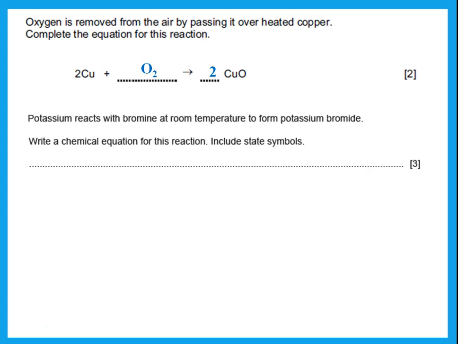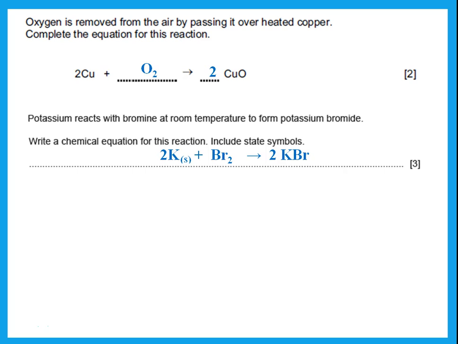Okay. Potassium reacts with bromine at room temperature to form potassium bromide. So potassium is K plus bromine, Br2. Bromine is diatomic, it has to be Br2, to give potassium bromide, KBr. And then you balance. You have 2 Brs before the arrow, so you needed to put 2 in front of the KBr, but that means that you've ruined the K, so you need to put 2 in front of the K. Were you able to balance it?